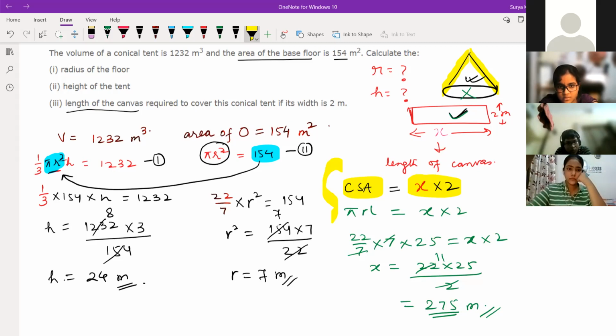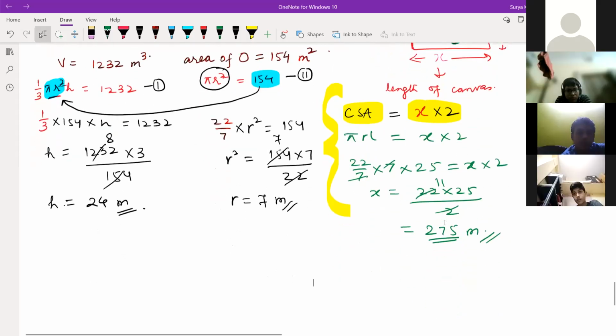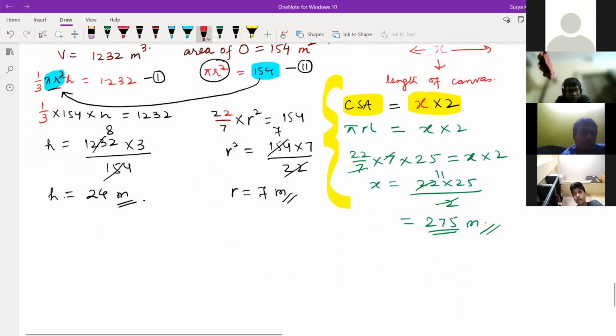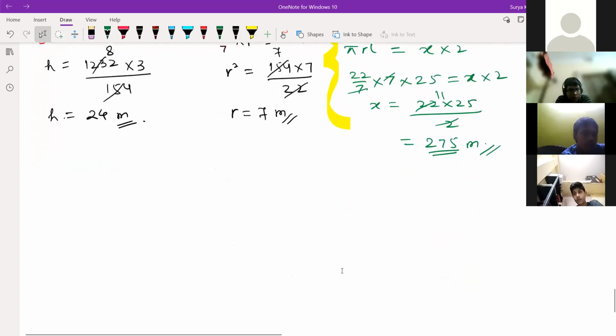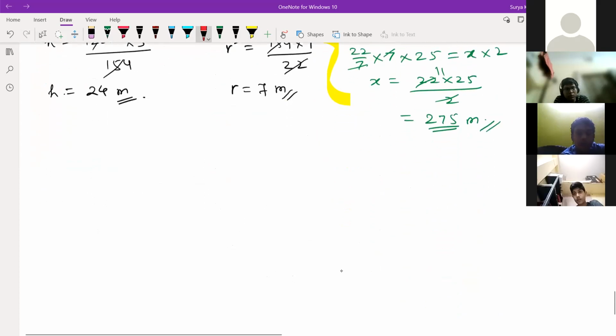You are having doubt in this part only, right? Yes, sir. Okay. I'm going down, I was telling once again. So many children will not understand what is actually the question is asking. See, first of all, try to understand here.